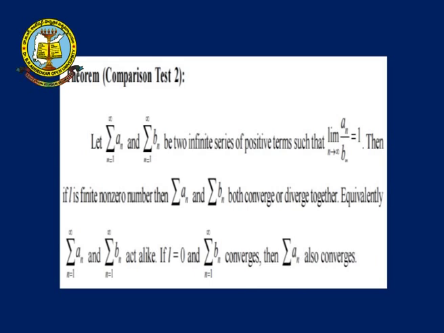After that, we test the limit as n tends to infinity of a_n by b_n equal to L. If L is a finite non-zero number, L not equal to 0, then sigma a_n and sigma b_n are both convergent or both divergent. Now if L equals 0, we can directly say that if sigma b_n is convergent, then sigma a_n is also convergent. That is comparison test 2.